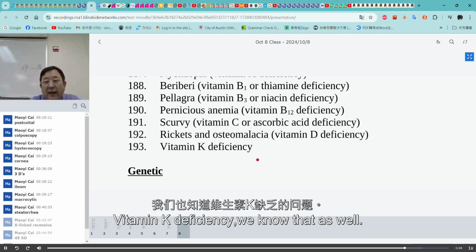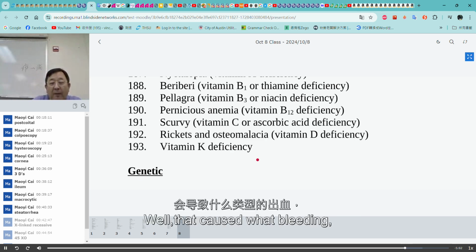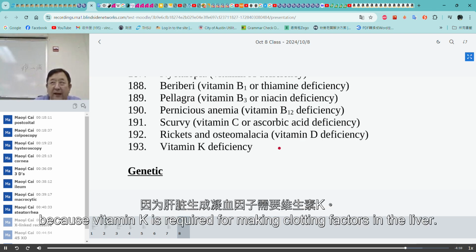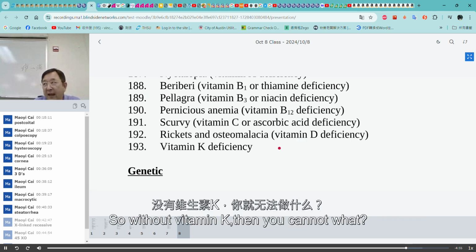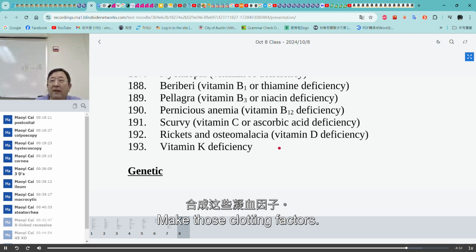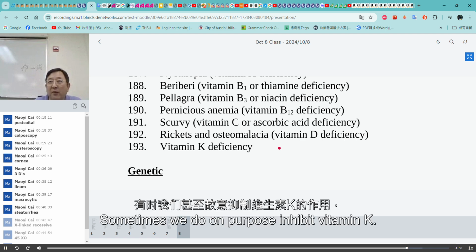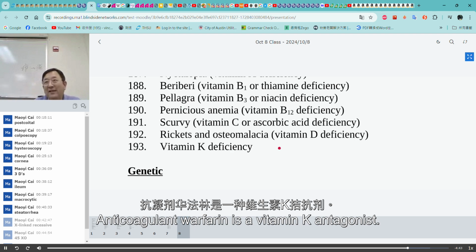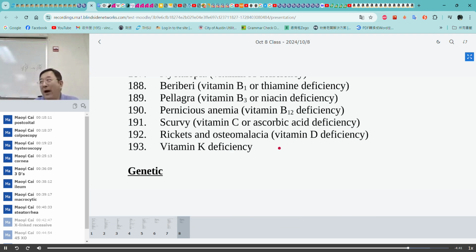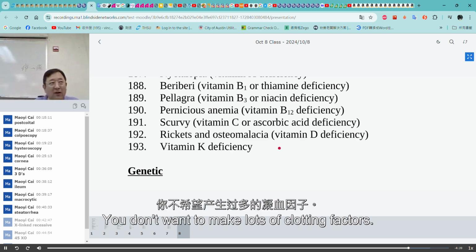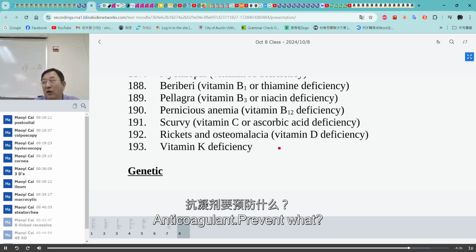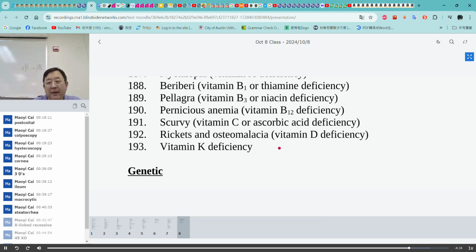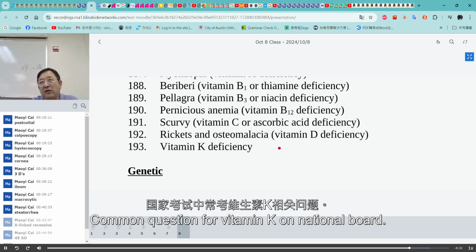Vitamin K deficiency, we know that causes what? Bleeding. Because vitamin K is required for making clotting factors in the liver. So without vitamin K, then you cannot make those clotting factors. Okay. Sometimes we do on purpose inhibit vitamin K. Anticoagulant warfarin is a vitamin K antagonist. Why do that? Because you don't want to make lots of clotting factors, to prevent clotting. Common question for vitamin K on the national board.